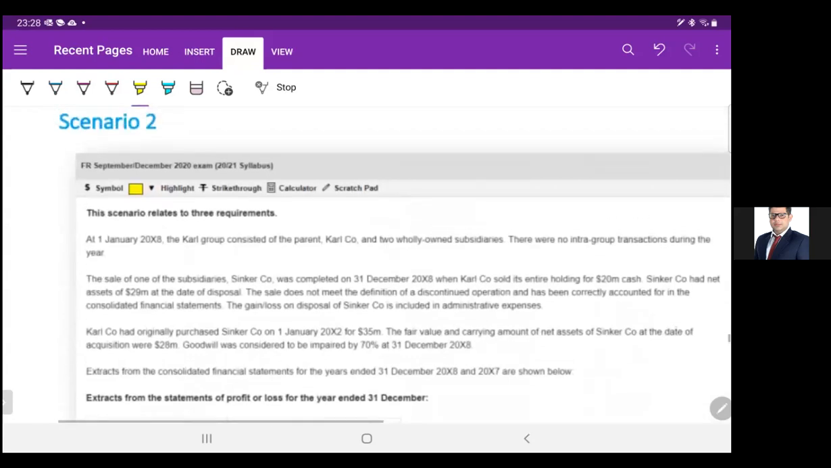At 1st January 20X8, the Carl Group consisted of the parent Carl Company and two wholly owned subsidiaries. There were no intergroup transactions during the year. The sale of one of the subsidiaries, Sinker Company, was completed on 31st December 20X8 when Carl Company sold its holding for 20 million cash. Sinker Company had net assets of 29 million at the date of disposal. The sale does not meet the definition of a discontinued operation and has been correctly accounted for in the consolidated financial statements. The gain or loss on the disposal of Sinker Company is included in administrative expenses.